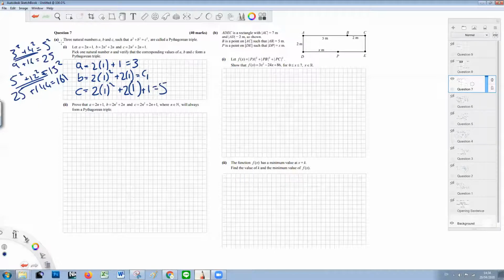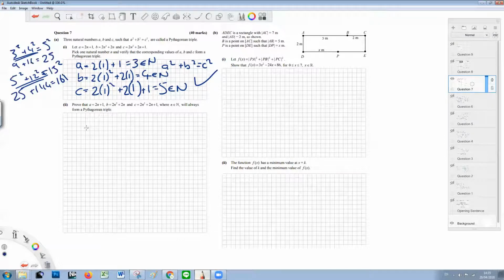And as I said, that is a Pythagorean triple, so that worked out nicely. So that's picking one natural number, and a squared plus b squared is equal to c squared. These are all natural numbers, so that's an element of the natural numbers, so this all makes sense.